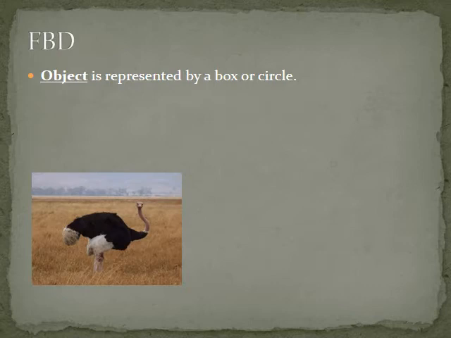So let's run through a sample free body diagram. In our free body diagram, first thing we're going to do is draw our object. So in this case, our object is an ostrich, but we're not going to draw an ostrich because it's complicated and takes up a lot of space. Instead, we're just going to draw a box or a circle to represent that ostrich. So that's my nice square ostrich.